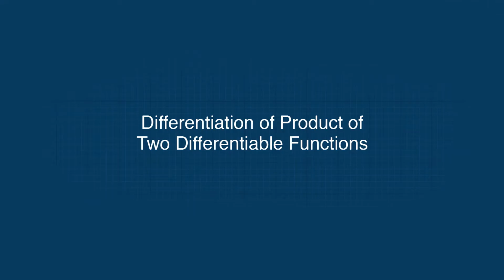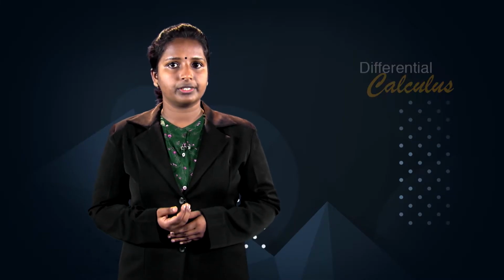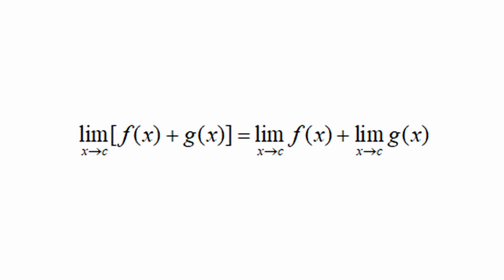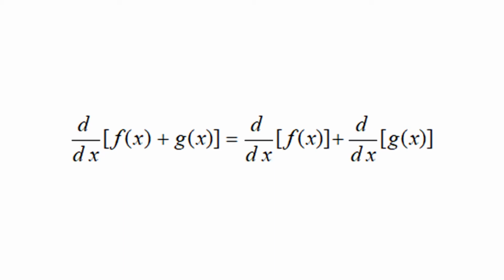Differentiation of product of two differentiable functions. Using the sum rule of limits of functions, the limit of f(x) plus g(x) as x approaches c equals the limit of f(x) as x approaches c plus the limit of g(x) as x approaches c. We have obtained the sum rule of differentiation: d/dx of f(x) plus g(x) equals d/dx of f(x) plus d/dx of g(x).